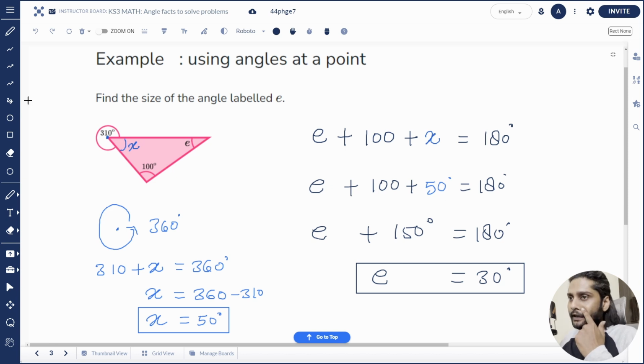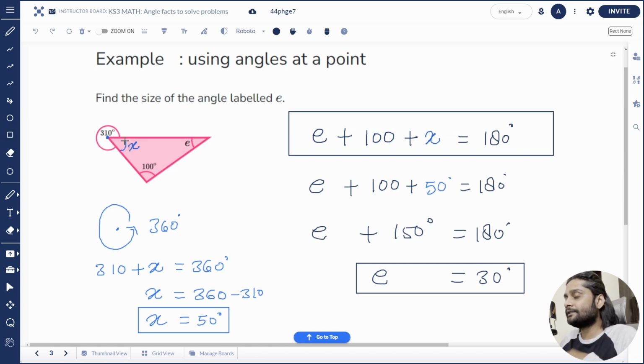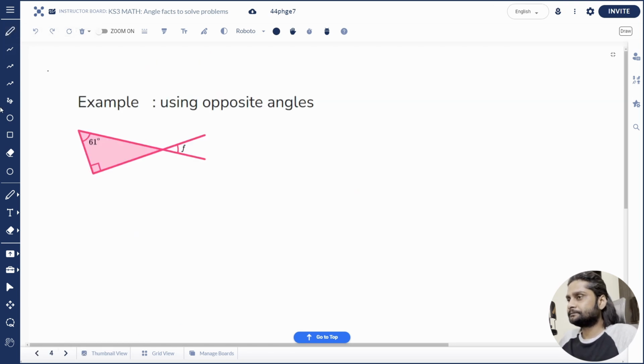So remember, the angle sum property in a triangle should be applied only with interior angles, not with the exterior angle. Even this is not particularly an exterior angle, it's just an outer angle they have given. An exterior angle has something else, I'll explain that later. But for now, you have just an outer angle and you have to get the interior angle. So we can use the 360 degree theory of one rotation. Let's continue to the next example.